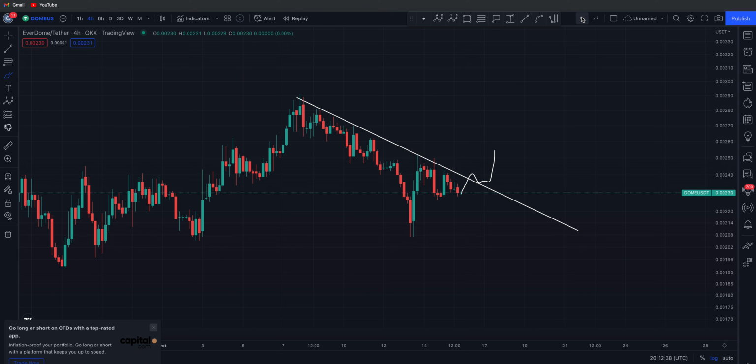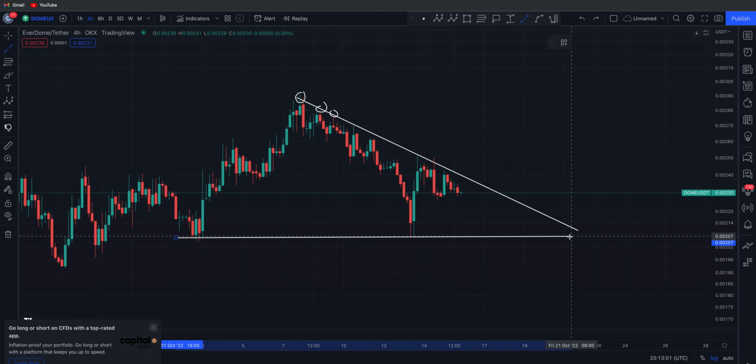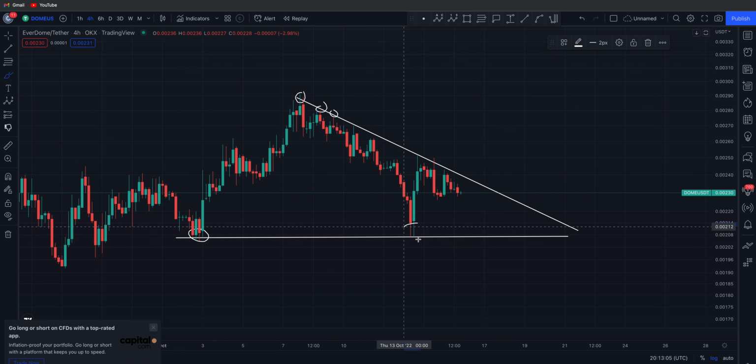Again, you can see here that this is multiple points of contact on this trend line, where you're continuously getting rejected. So for me, this is very strong resistance right now. What happened is we've been pushed down and under this trend line, and when Bitcoin had a bit of a roll, a lot of the alts had a bit of a roll, and Everdome came down and basically retested this low here. It wicked down to that low.